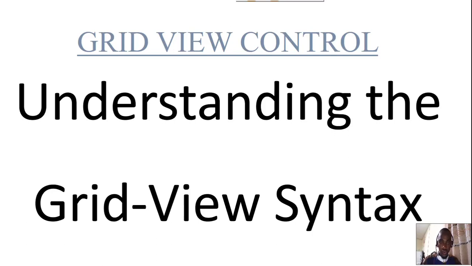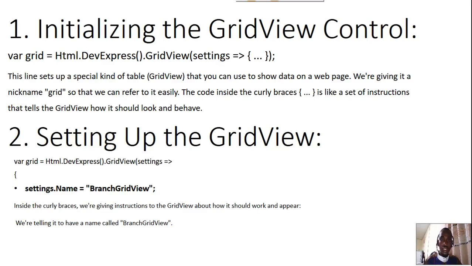So that is why we decided to explain in detail the syntax of the grid view. It has about 8 stages that we will look into. The first one is the initialization, which I will not explain much.